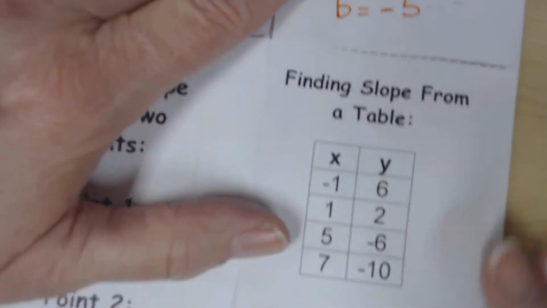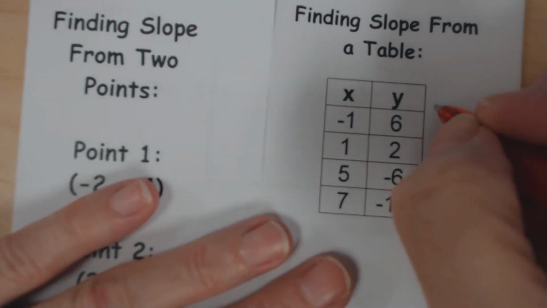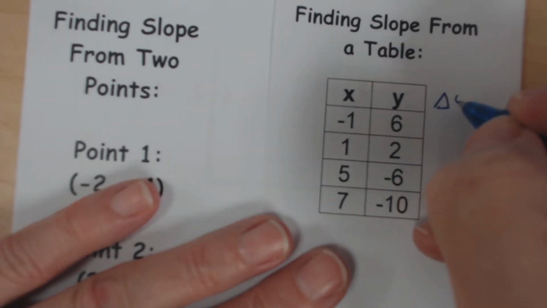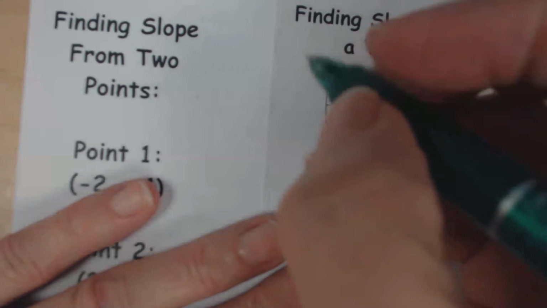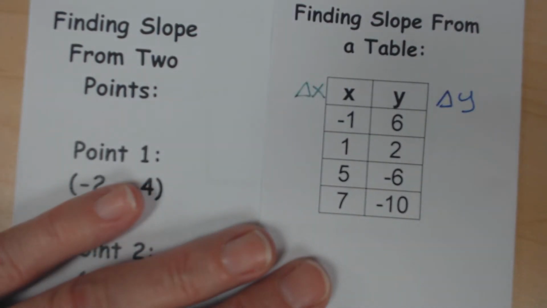Another way, or our third way, is to find slope from a table. In this case, we're going to look at how things change over here. So we're going to have our change in y, and on this other side, we're going to have our change in x. And we're going to look at those ratios.